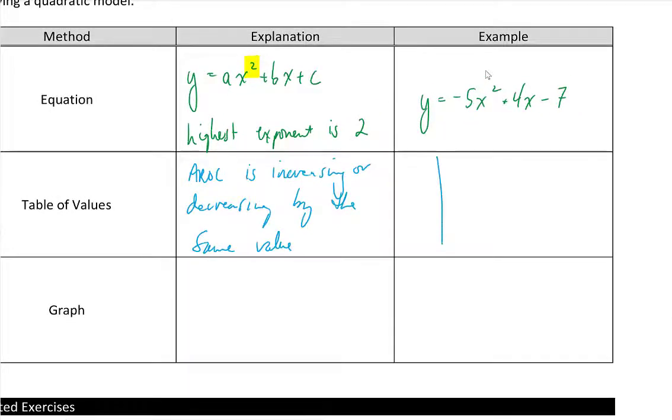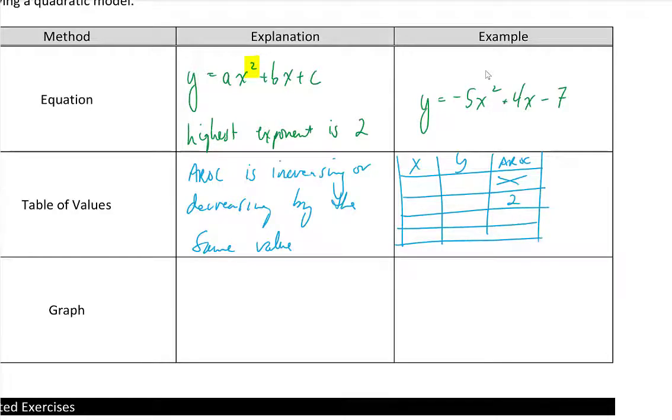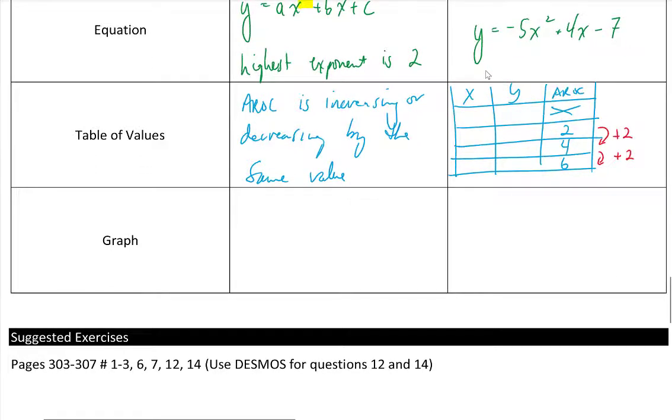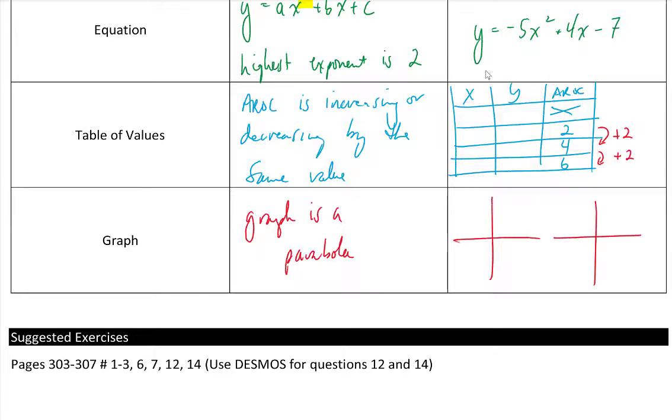So for example, if we had a table of values x, y, and here's our first differences, and we take out that first cell. If this was 2, 4, 6, we can see that these are going up by 2, going up by 2. So this would be a quadratic relation because the second differences are all increasing by a value of 2. And the last is the graph. So the graph is a parabola. And it could be one of two scenarios. The graph can open up or the graph can open down.